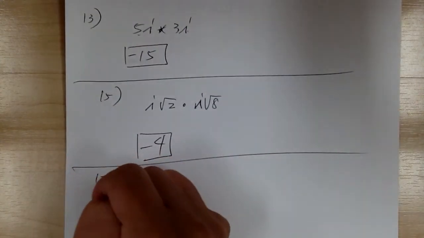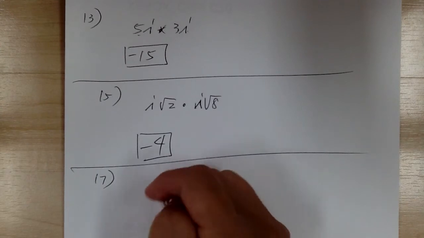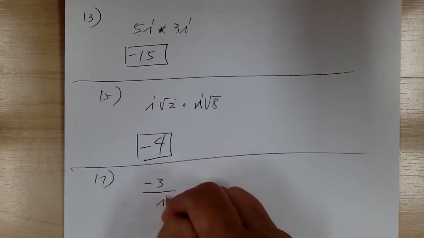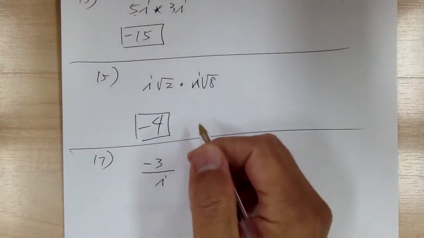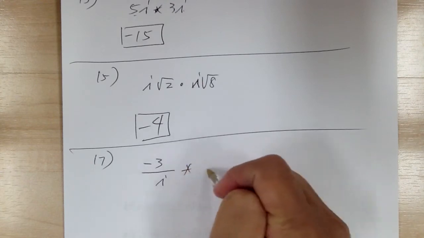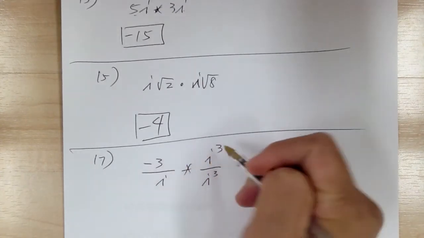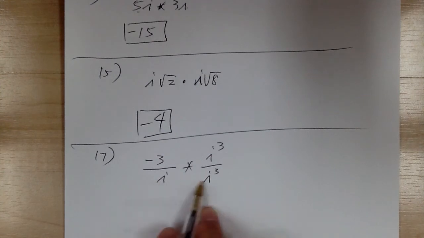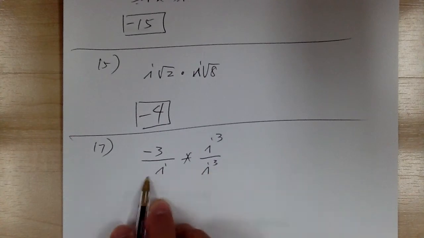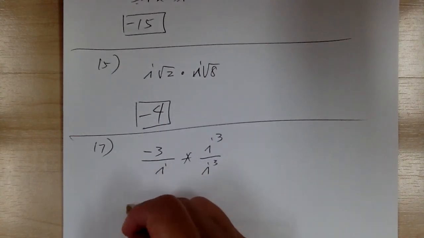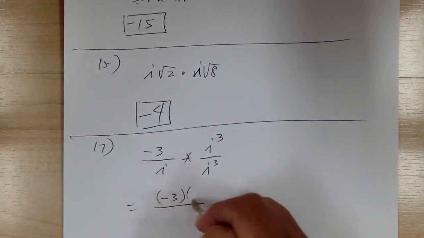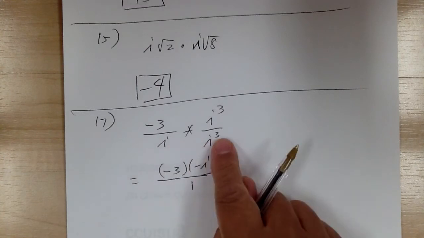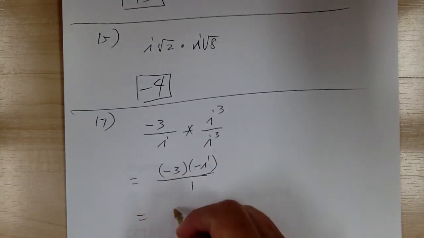Number 17. Negative 3 over i. The negative can go on the top, the middle, or the bottom. I always like to put it on the top. In the book they recommend multiplying by i, but I like to multiply by i to the 3. The reason is that way I don't mix it with the negative down here on the bottom. i times i cubed is i to the 4, which is equal to 1, so the bottom will be equal to 1. Now i cubed gives you a negative i, so this becomes negative 3 times negative i over 1. Therefore this will be equal to 3i.